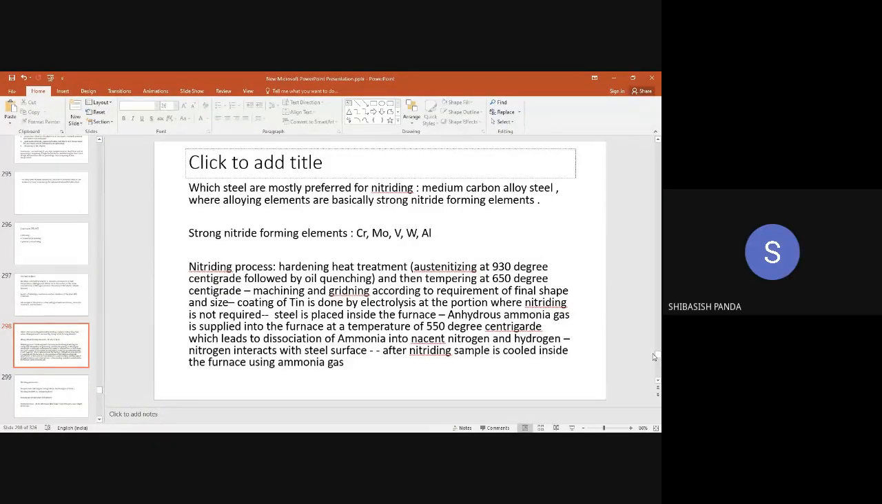Yes, sir, I guess you missed that coating of tin part. Yes, I'm supposed to discuss that soon. Don't worry.